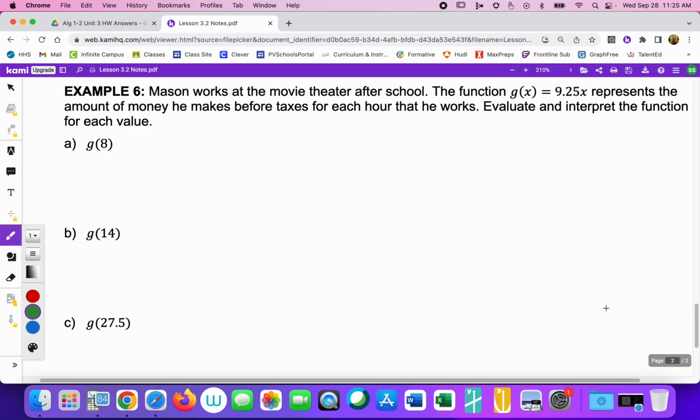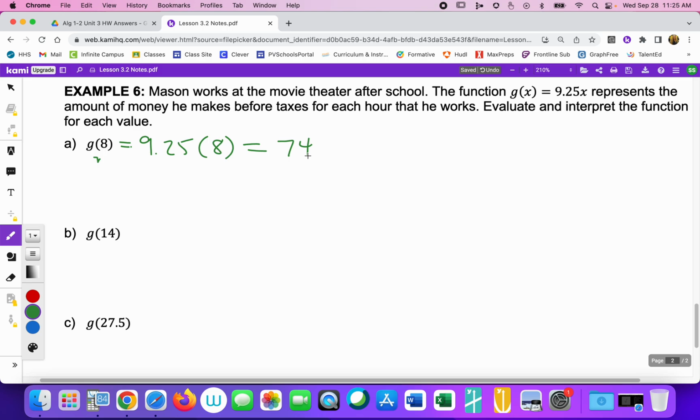So g of 8, what's it asking you to do? It's asking you to plug 8 in for x into the g function. So we're probably going to want a calculator for this. We have 9.25 times 8, which is 74. Now we're going to talk about what these mean when we're done.